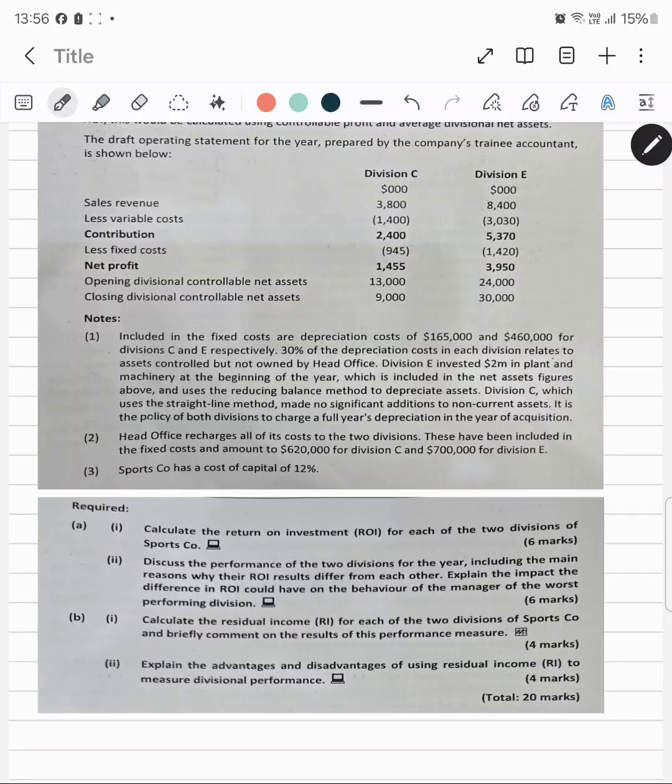Division C, which uses the straight line method, made no significant additions to non-current assets. It is the policy of both divisions to charge a full year's depreciation in the year of acquisition. Head office recharges all of its costs to the two divisions. These have been included in the fixed costs and amount to 6,20,000 for division C and 7 lakh for division E. Sports company has a cost of capital of 12%.